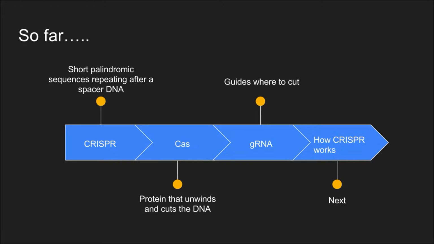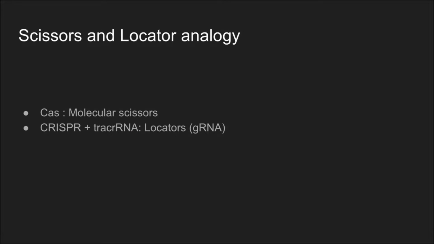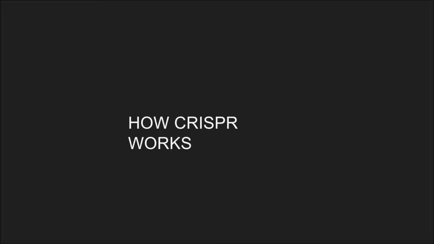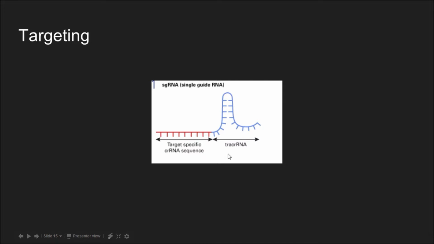So far, we have seen what CRISPR is, what Cas is, what gRNA is. But how does CRISPR work? Let's see in detail. As we've seen in the previous slides, Cas acts like a molecular scissors. CRISPR plus tracer RNA acts like a gRNA or a locator for the molecular scissors. To understand how CRISPR works, let's see the two cases that we need to consider. One case where the spacer DNA is already present and the second case where the spacer DNA is absent.